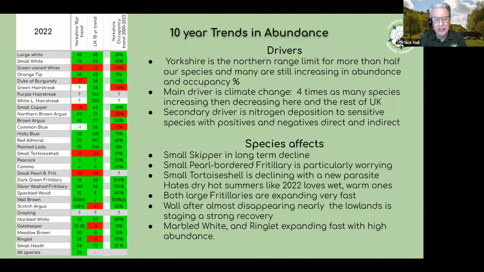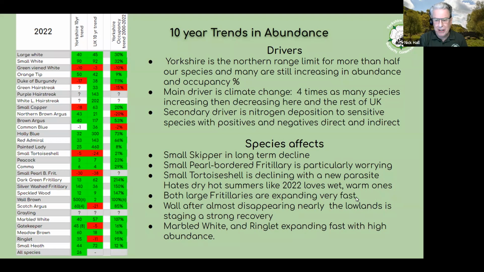The important things to look at here in the different species: the small skipper is showing a very long-term decline, and that's important. The pearl-bordered fritillary is particularly worrying. This year the small tortoiseshell is declining because it has a new parasite, which I'm just going to come to very shortly. It also hates dry, hot summers like 2022. It loves wet, warm ones like we had in 2020 and 2021. Both are large fritillaries, the dark green and the silver-washed.